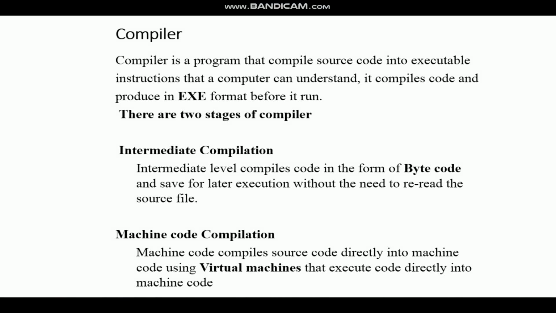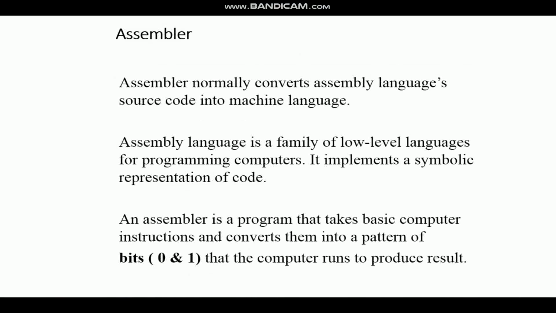The third one is the assembler. It converts assembly language into machine language. Assembly is a low level language for programming computers. An assembler is a program that takes instructions and converts them into a pattern of bits, 0 and 1, so that the computer produces a result. If you write a program in assembly, it will be assembled by the assembler. After that the program will be converted into bits of 0 and 1 form, and the machine will be able to use it.